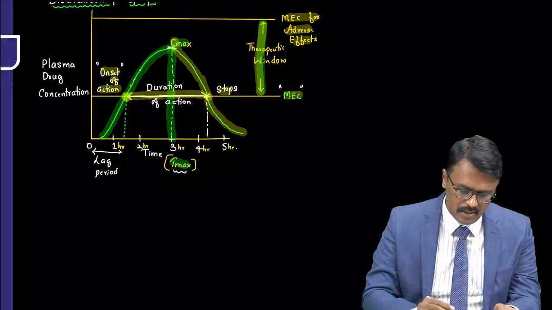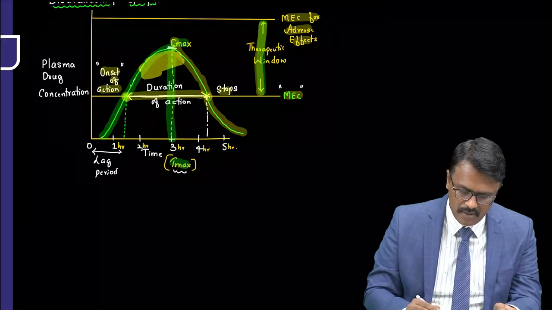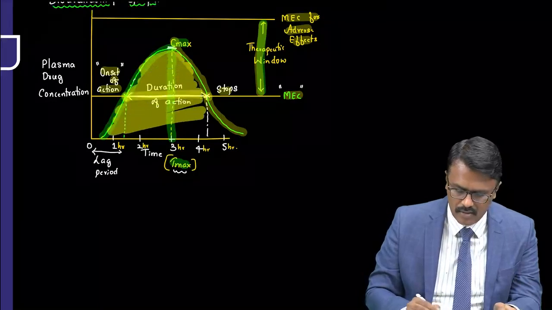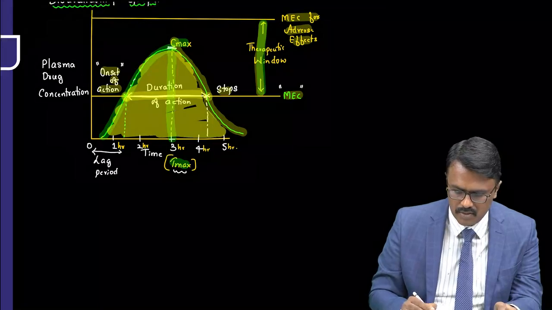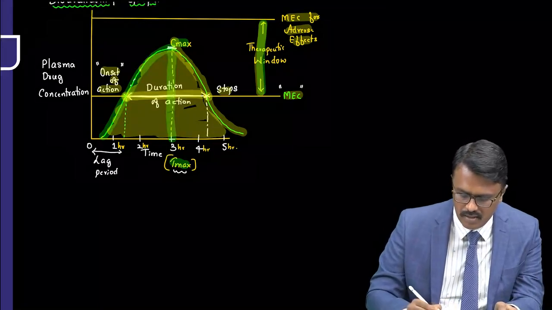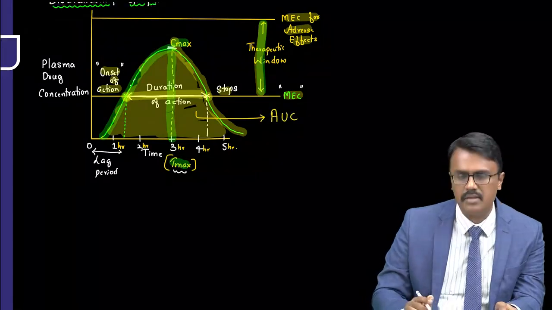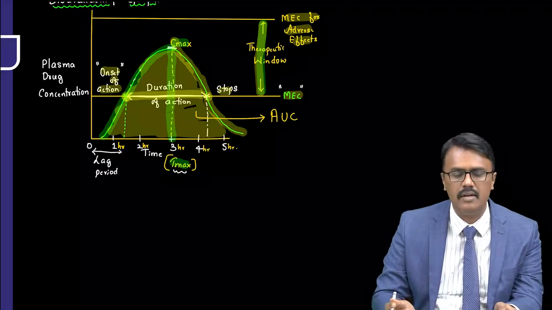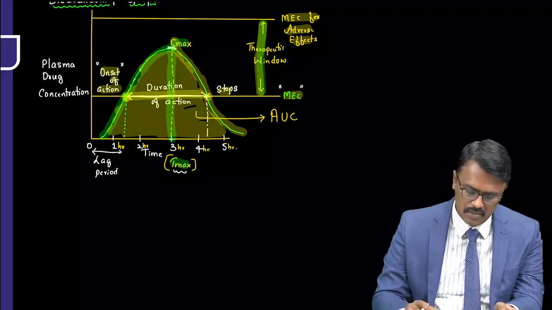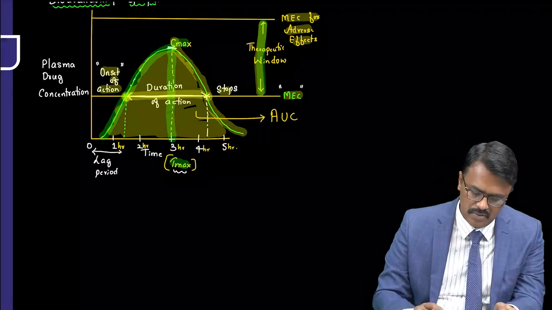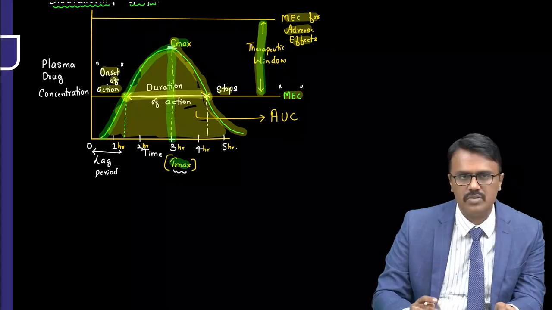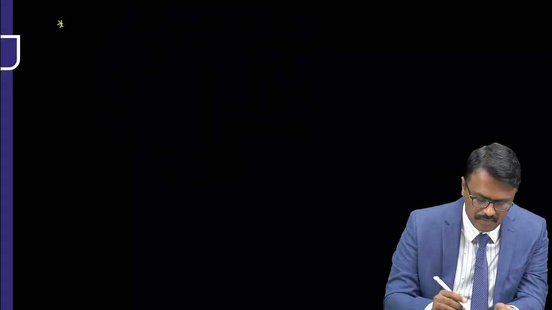Now, this is a bell-shaped curve, and the area inside this, what I am marking, the bell-shaped curve, is also called area under curve. So this is called the area under curve, what I have marked here. So there are certain questions from this. What are those? Question number 1.